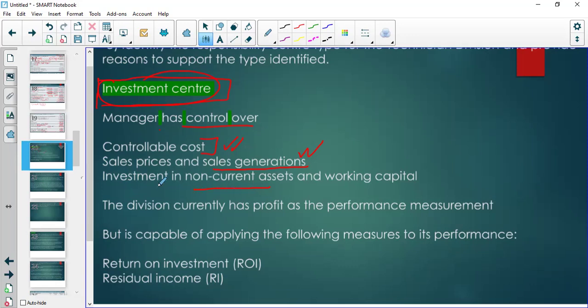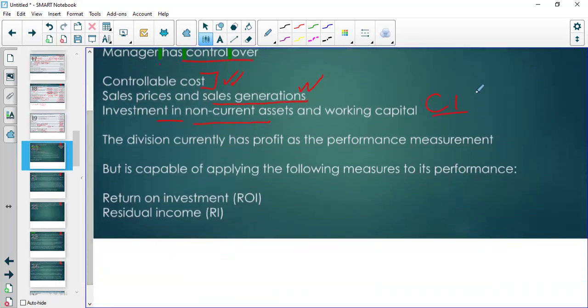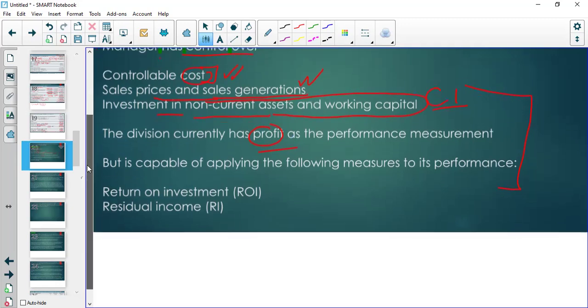They have control over investment, because we saw there's a controllable investment. So that would suit an investment center, where you make investments, control costs and generate profits, right? So that would be an investment center. But I think you can also choose something else here and be able to support yourself. But I think this is more likely an investment center.